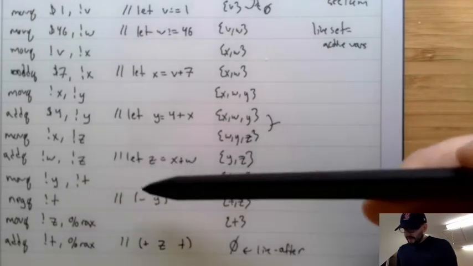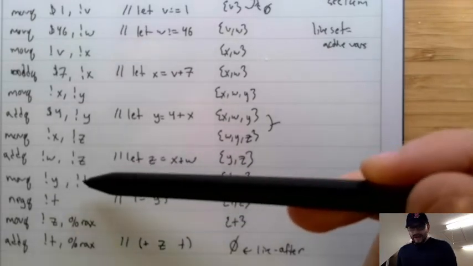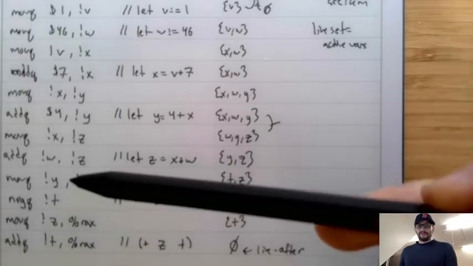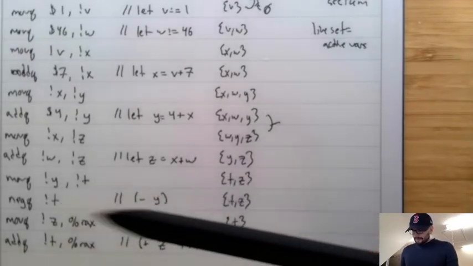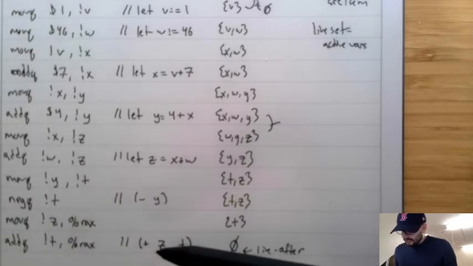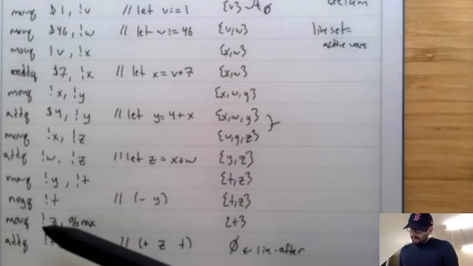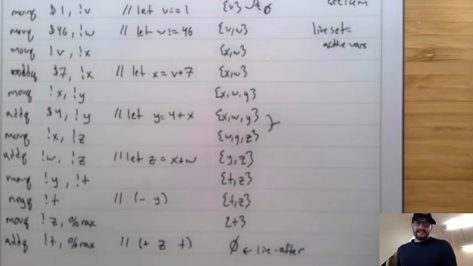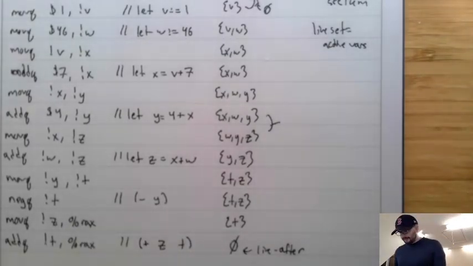Then we have minus y, so we move y into t, which is just a temporary variable, and then we negate it. Then we're going to return the addition of z plus t. So we move z into RAX, and then we add t to that, and that's our final answer, RAX.